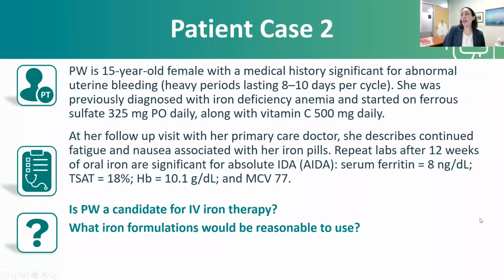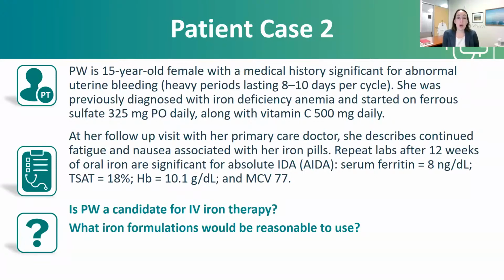Patient case 2, and then we'll go to our post-test. PW is a 15-year-old female with a medical history significant for abnormal uterine bleeding. So her cycles last 8 to 10 days, beyond the typical 7-day cutoff. She was previously diagnosed with iron deficiency anemia and started on ferrous sulfate, 325 mg, 1 tablet daily, along with vitamin C. At her follow-up visit, she has continued fatigue, but now she's nauseous with her iron pills.